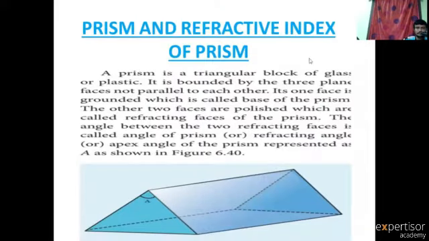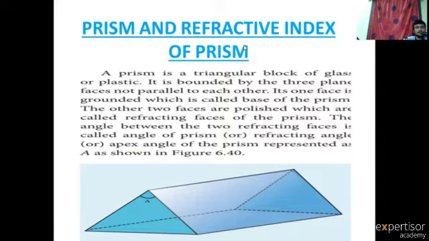In this video, we'll discuss the prism and the refractive index of a prism. A prism is a triangular block of glass or plastic. It is bounded by three plane faces not parallel to each other. Its one face is grounded, which is called the base of the prism. The other two faces are polished, which are called refracting faces of the prism.